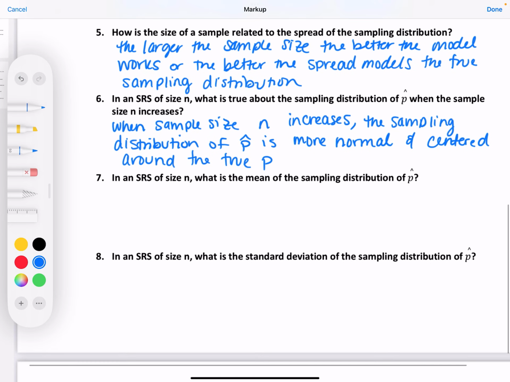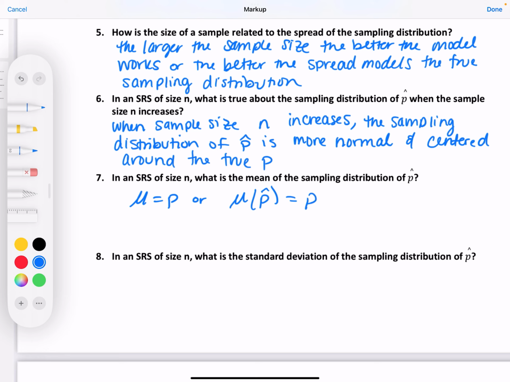So these next two things are going to be formulas. In a simple random sample of size n, what is the mean of the sampling distribution of p hat? Either mu is equal to p or mu of p hat is equal to p. And then the next one, what is the standard deviation of the sampling distribution of p hat? Sigma of p hat is equal to the standard deviation of p hat, which is equal to the square root of PQ over N.